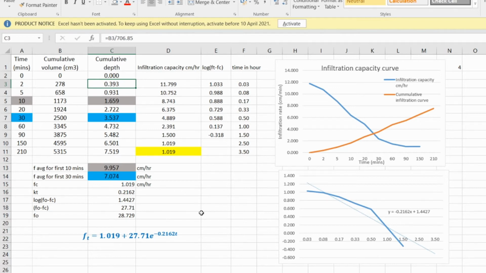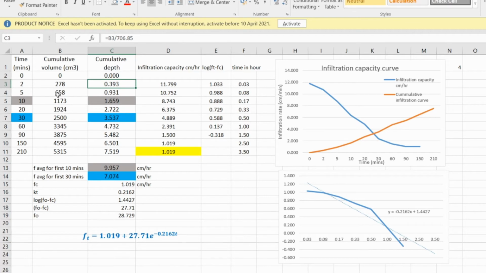So what you need to do is first calculate the cumulative depth. I have first calculated the cumulative depth. You can keep observing this formula bar. In this formula bar you will be able to understand my solution also.